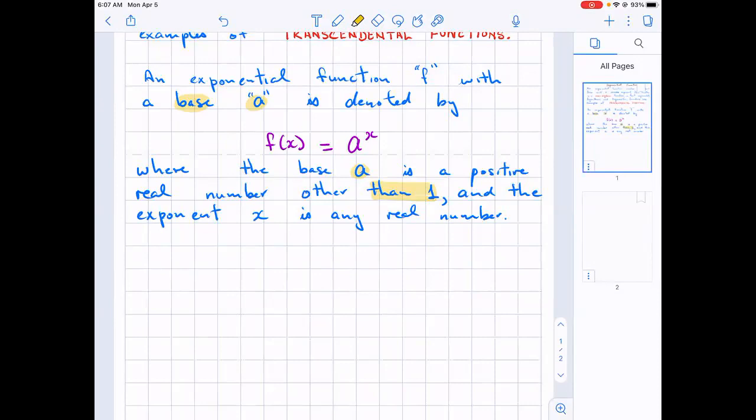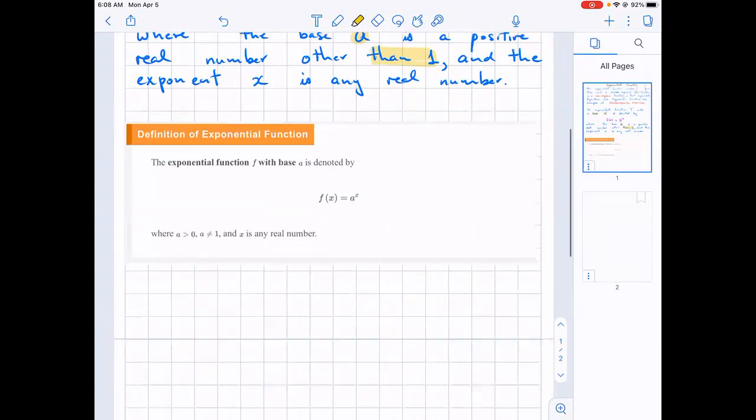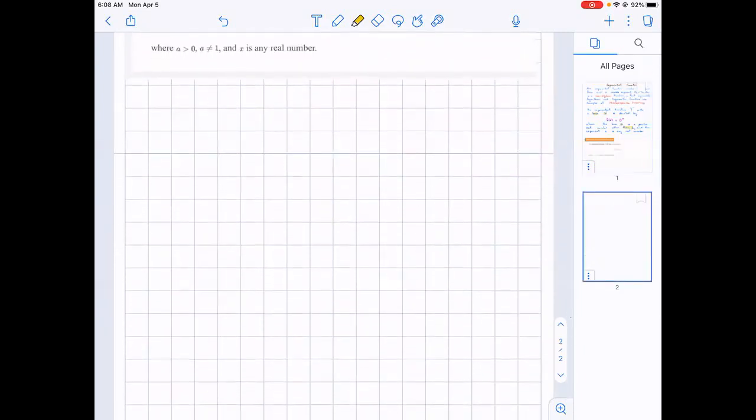So if we look at the definition, let's just take that from our textbook. So a summary: the exponential function f with a base a is denoted by f of x equals a to the x, where a has to be greater than 0, a cannot be 1, and x is any real number. So let's become familiar with some examples of exponential functions.